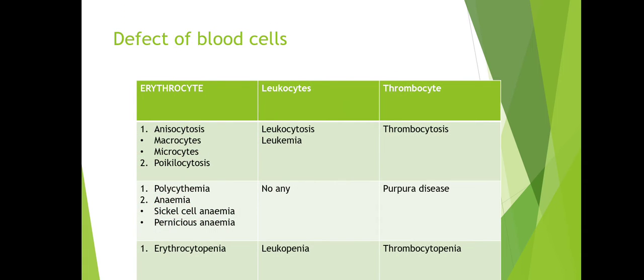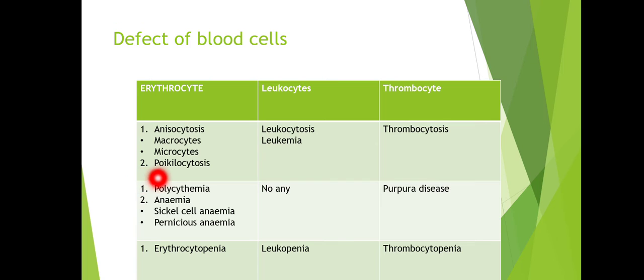Now we should discuss the defects of the blood cells. What will happen if the blood cells increase or decrease? What terminology should be discussed in this slide. In erythrocytes, anisocytosis means unequal size, which can lead to the formation of macrocytes or microcytes. Macrocytes, as the name suggests, macro means big, large size RBCs, and microcytes means reduced size RBCs.